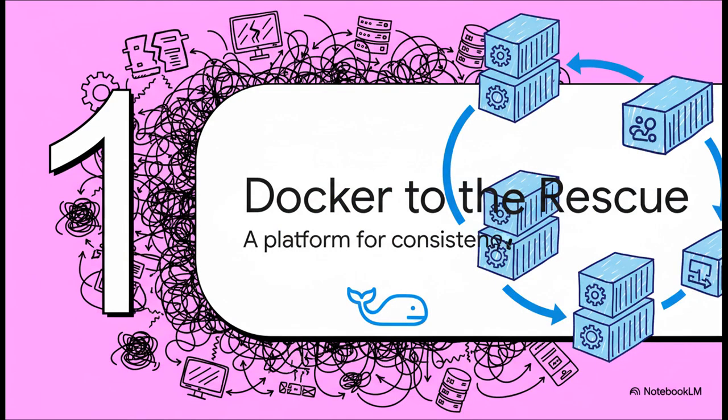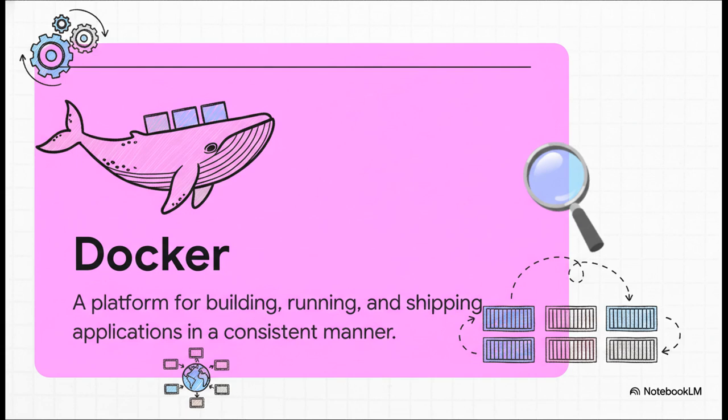So how do we fix all this chaos? This is precisely the problem Docker was created to solve. It's a platform built from the ground up to bring consistency and predictability to the wild world of software environments. At its core, Docker is all about building, running, and shipping your apps in a way that guarantees they act the same no matter where they are. The whole point is simple. If it works on your machine, it should work on any machine that has Docker.